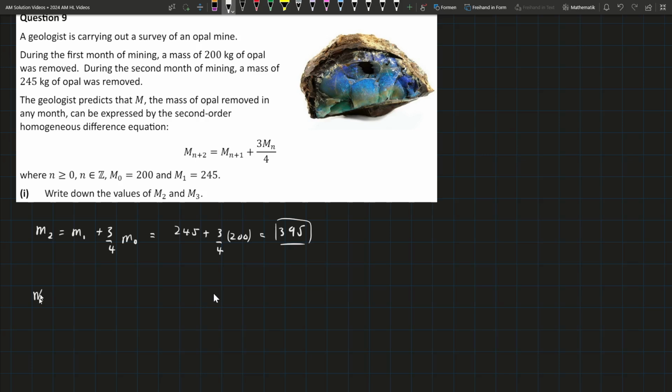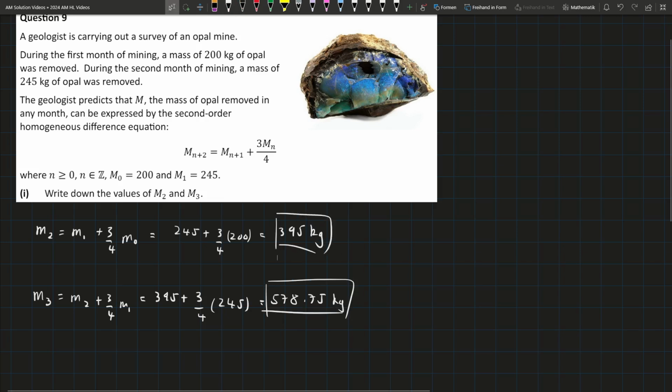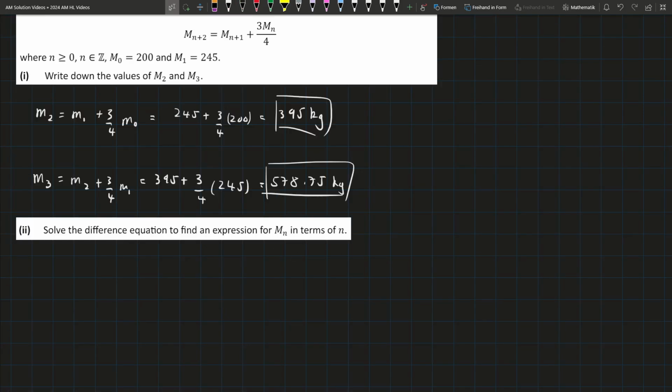For M3, you do the same thing. That'll be equal to M2 plus 3/4 of M1, which is equal to M2 is 395 plus 3/4 of M1, which is 245. Put that into your calculator, and you should get 578.75. It also might be worth saying that they're in kgs. That's kg and that's kg, just in case, because that's what this represents. It's kilograms removed.